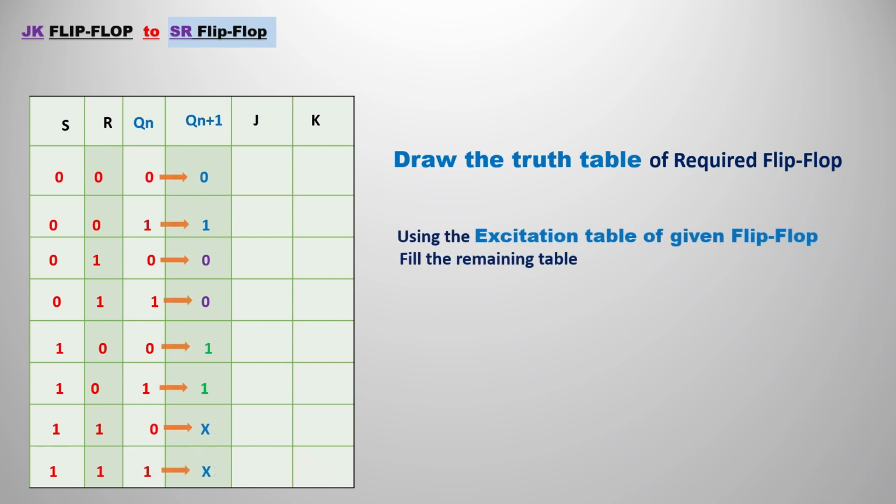If you see clearly, Qn is the present state and Qn plus 1 is the next state. Each and every transition has some values. In the last two cases, Qn plus 1 is a don't care condition in the next state of the SR flip-flop truth table that we already know. So according to the transitions, we are going to compare with the excitation table transitions, and from the transition table we are going to fill these JK columns.